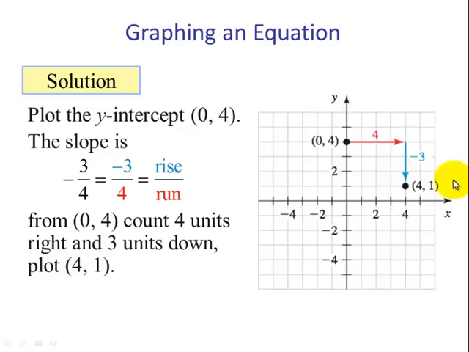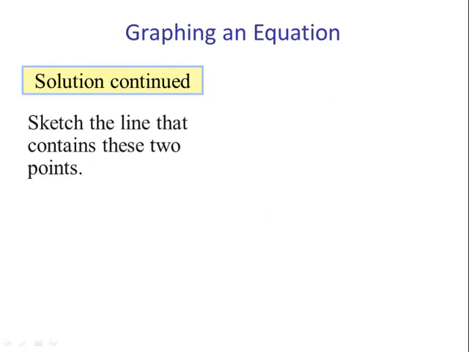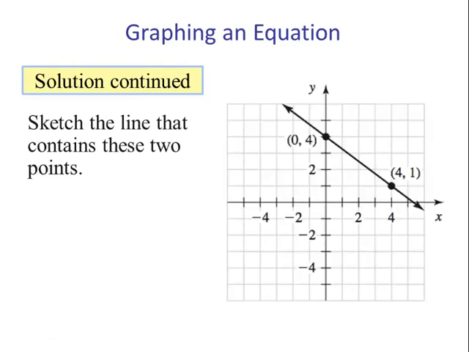Let's look at the graph. So again, we start with our y-intercept. Our run is a +4, our rise is a -3, and this gives us the point 4, 1. We sketch the line that contains these 2 points, and we have our graph.